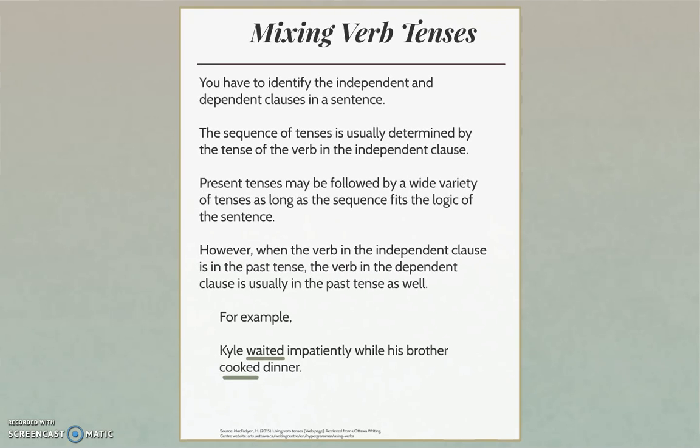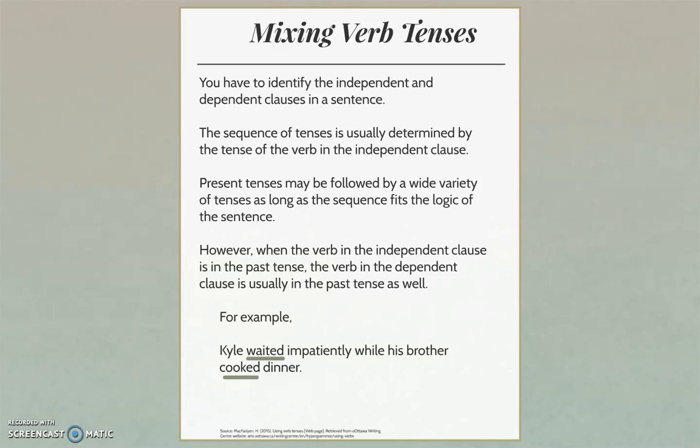Now that you have the basics of verb tenses, let's talk about mixing verb tenses. In order to determine the correct verb sequence, you have to identify the independent and dependent clauses in a sentence. For more information on these topics, please look at the Prezis on sentence structure. The sequence of tenses in complex sentences is usually determined by the tense of the verb in the independent clause.